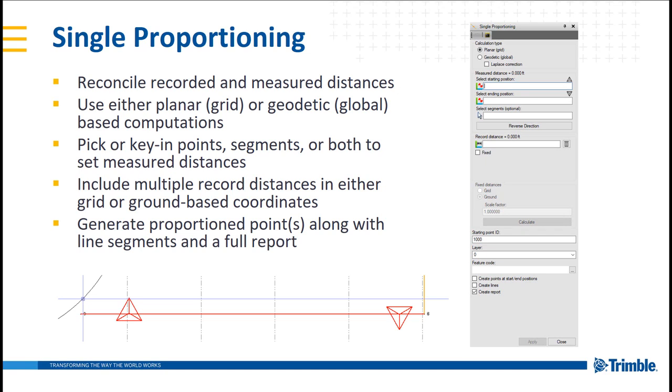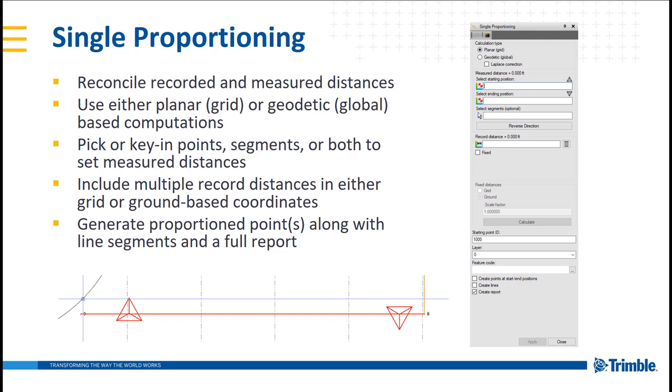Continuing our commitment to cadastral workflows, we've added a single proportioning routine, and I would really recommend viewing the single proportioning specific new feature video for more details on this. But an overview: the single proportioning command allows you to reconcile recorded and measured distance. You can use either planar or geodetic based computations. You can pick or key in points, segments, or a combination of both to set those measured distances.